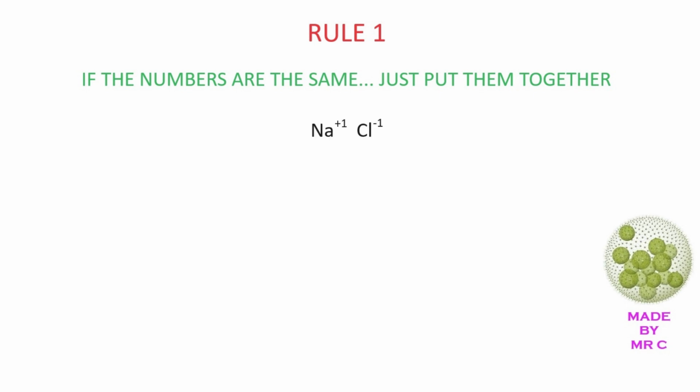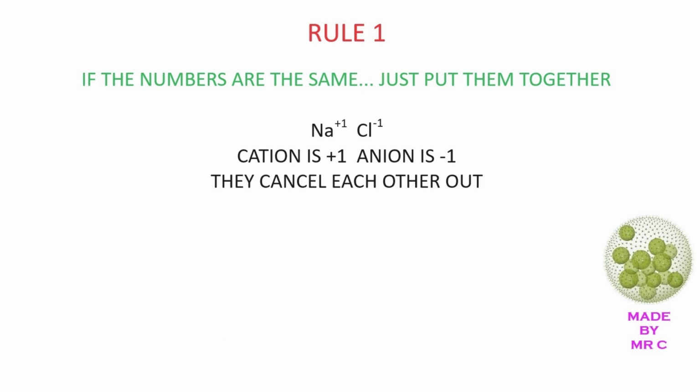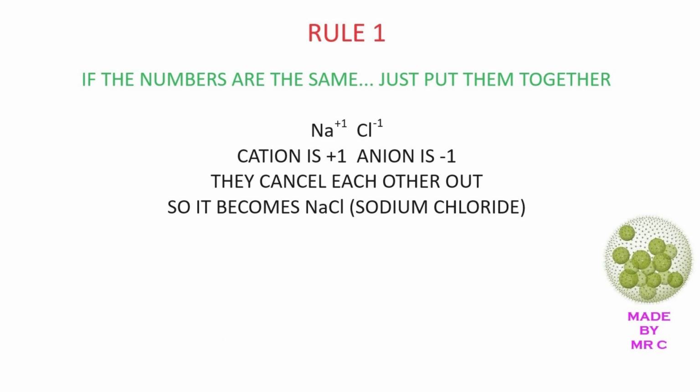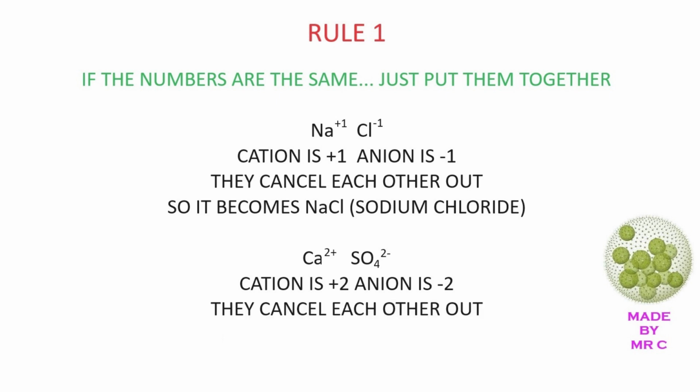Let's look at the first example. Sodium is +1 and chloride is -1. The cation is +1 and the anion is -1. So they cancel each other out. And so it becomes NaCl, or sodium chloride. Now let's look at another example. We've got calcium 2+ and sulfate 2-. The cation is +2 and the anion is -2. So again, they cancel each other out. And it becomes CaSO4, otherwise known as calcium sulfate.